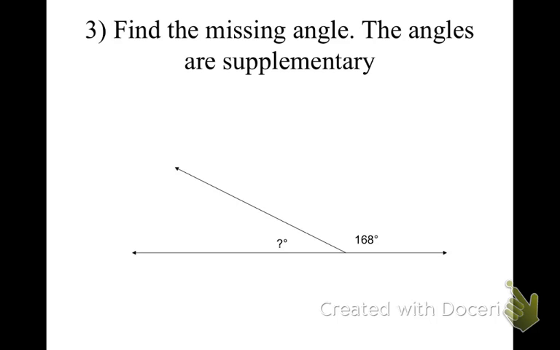Find the missing angle, and the angles are supplementary. Another equation. I'm going to go ahead and use the variable x, so 168 plus x totals 180. Subtracting 168 from both sides, I will find the missing angle as 12 degrees. Because it's the angle measure, it can have the unit degrees.